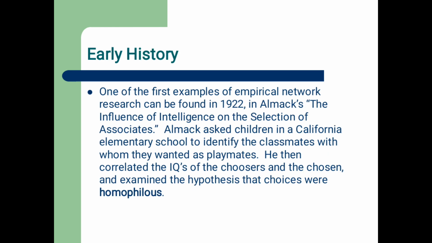One of the first examples of empirical network research was found in 1922 in Almack's study of the influence of intelligence on the selection of associates. Almack asked children in a California elementary school to identify the classmates whom they wanted as playmates. He then correlated the IQs of the choosers and the chosen and examined the hypothesis that choices were homophilous.